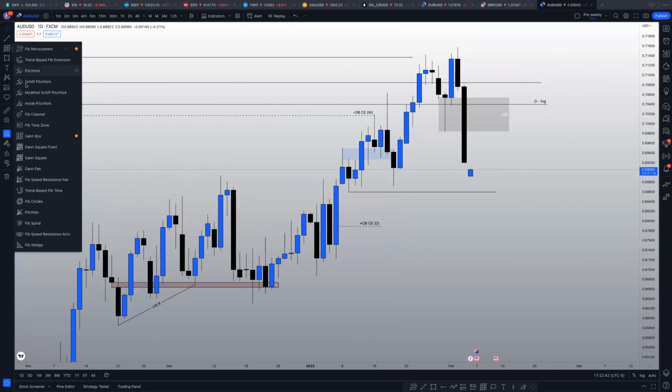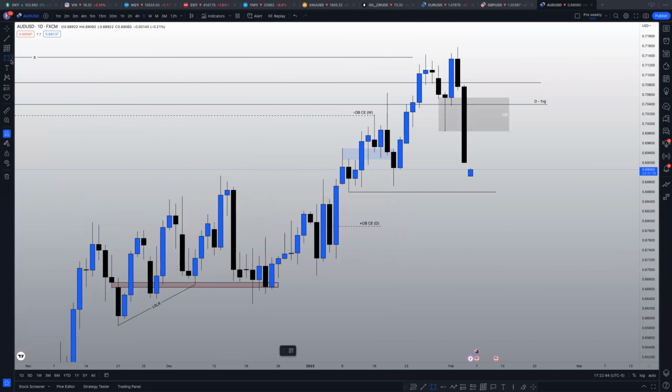So yeah, high of the week for me, interest area would be that wick of the breaker block, or inverting this old BPR here.